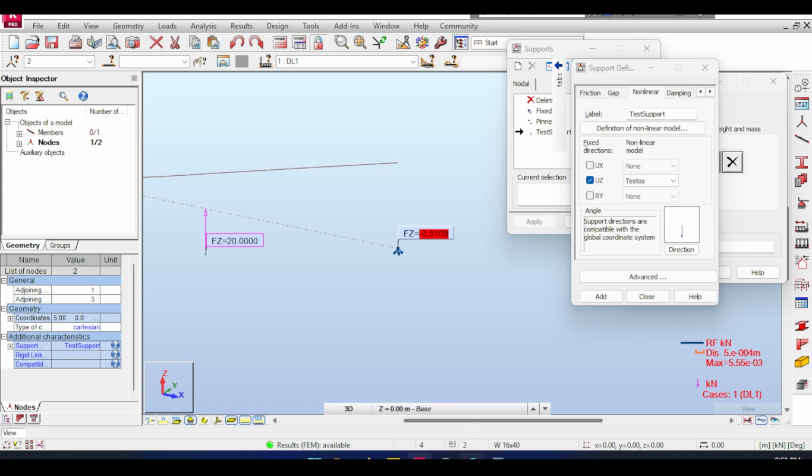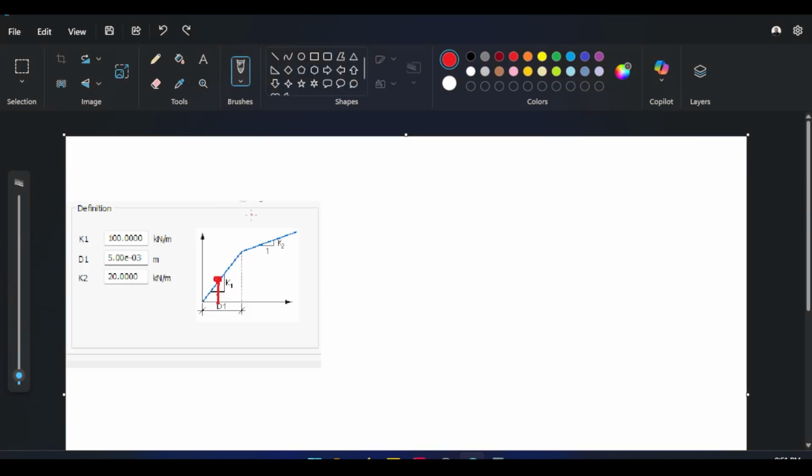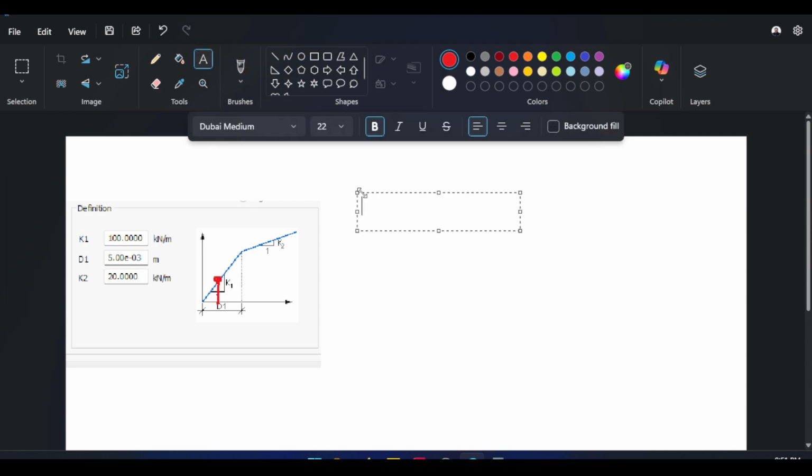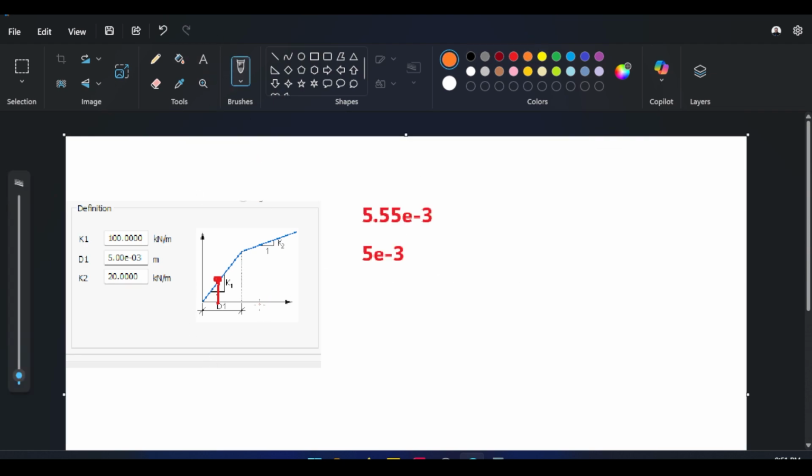Now I need you to focus here, because that's again something that you need to understand. Our deflection was 5.55 e negative 3. Our threshold is 5 e negative 3. So in other words, we are indeed in this domain. We are indeed in the second line domain. So the K seems to be 20, right?